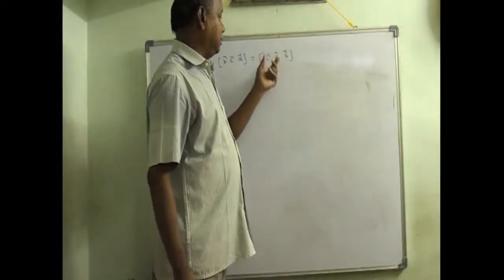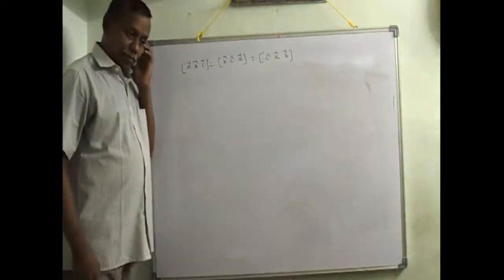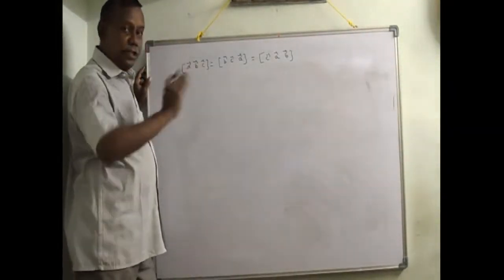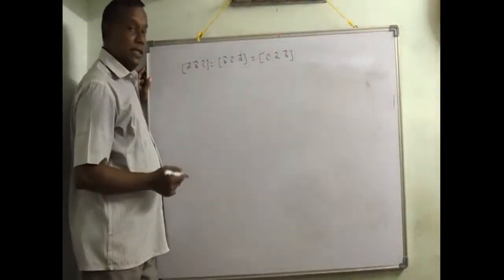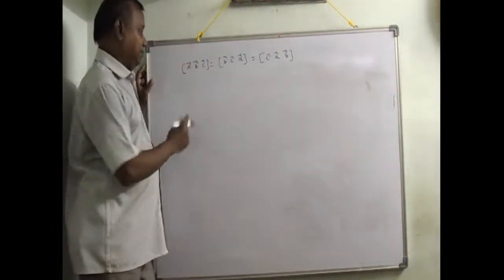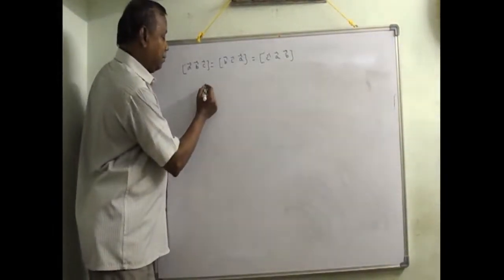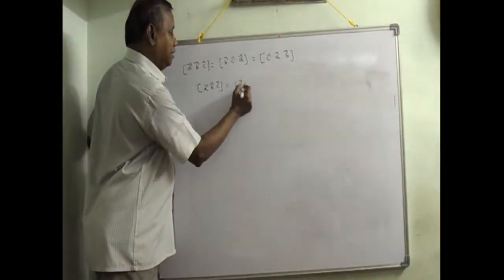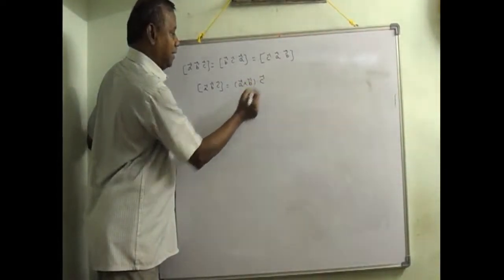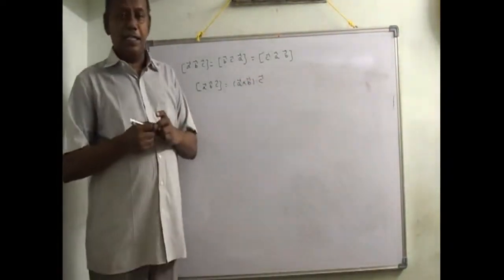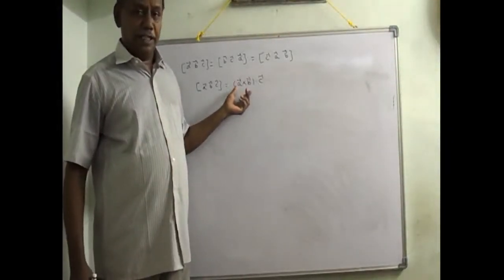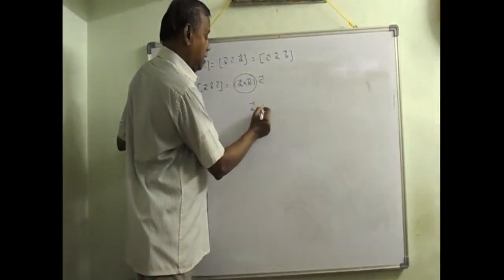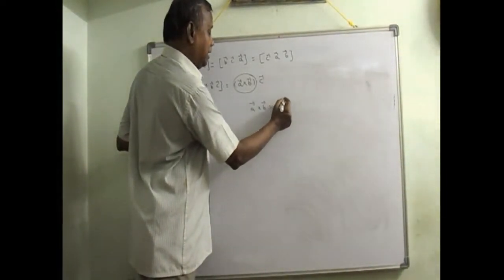If C is sent to the last, ABC. So this is possible. And further, if we interchange any two of the consecutive vectors, two adjacent vectors, then the result will become negative, because the box product of A vector, B vector, C vector is nothing but A vector cross B vector dot C vector. Cross product is generally not commutative. So if you interchange, A cross B is equal to minus B cross A.